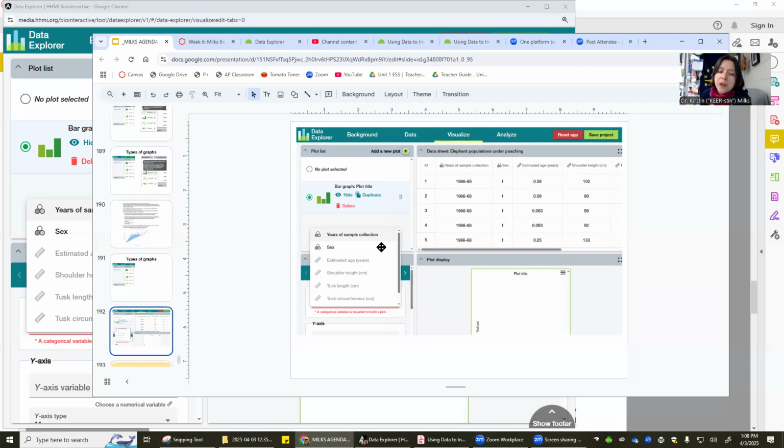So you'll get to this point where it's going to ask you about categorical variables. You're going to do an average on the y-axis. It'll show you how to do that. But you're going to pick years of sample collection when you get to part three.